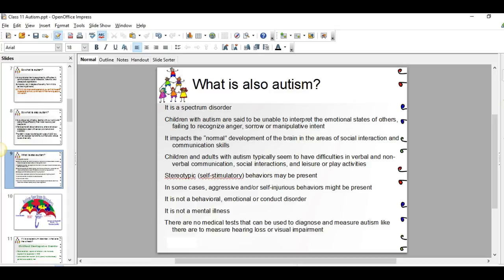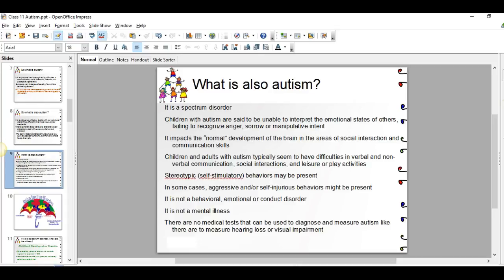Children with autism are said to be unable to interpret the emotional states of others. They are said to not recognize anger, sorrow, or manipulative intent. Autism impacts the quote-unquote normal development of the brain in the areas of social interaction and communication. Children and adults with autism typically seem to have difficulties in verbal and nonverbal communication, social interactions, and leisure or play activities. Some stereotypic or self-stimulatory behaviors might be present. In some cases, some aggressive or self-injurious behaviors might be present.